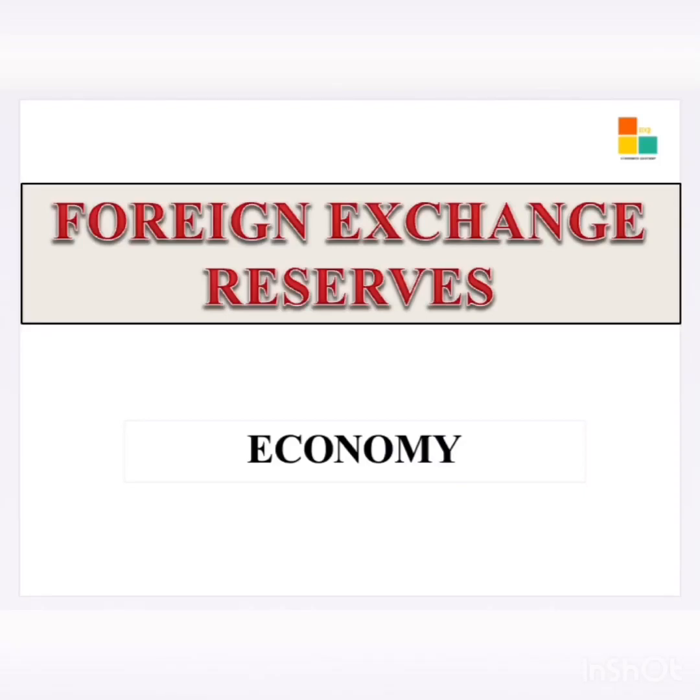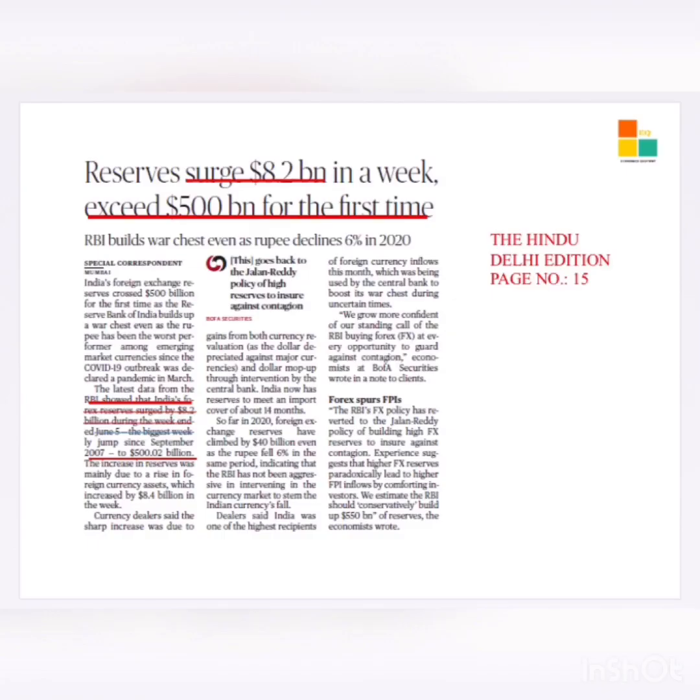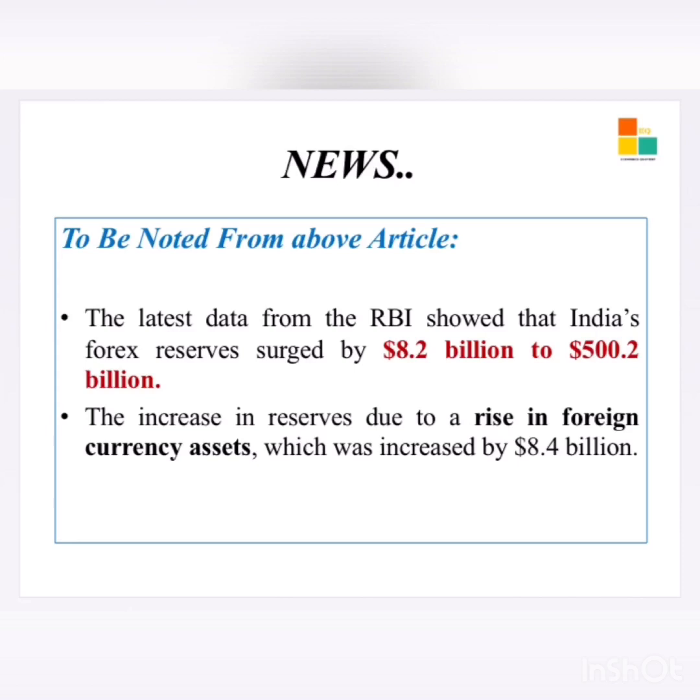Today's topic is about foreign exchange reserves. This article from the Hindu paper of Delhi edition appears on page number 15 dated on 13th June. The context of the news article is that the foreign exchange reserves exceeded $500 billion for the first time. It's good news for the government, RBI and the economy as a whole at the time of disruption caused by the pandemic. These are the important points from the article.